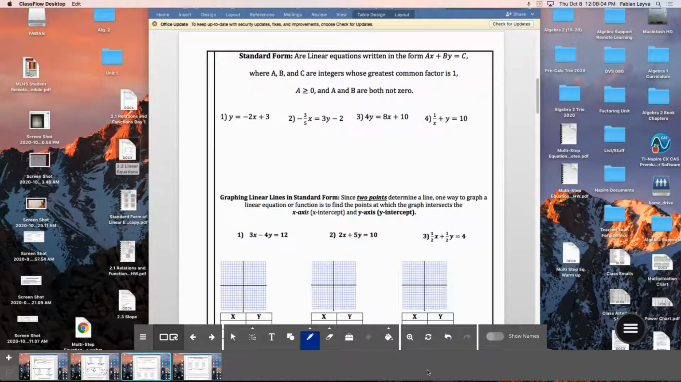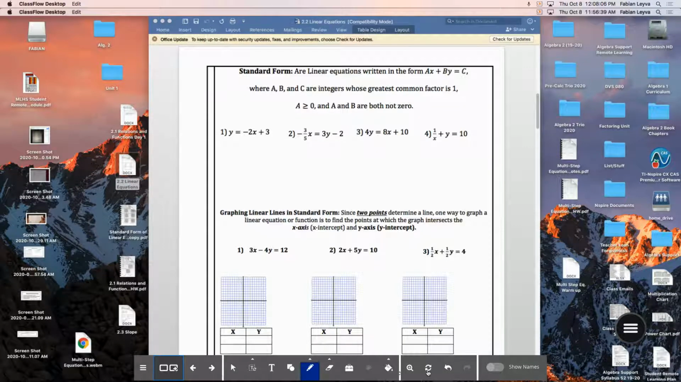So this whole section, what we're doing is we're going to start graphing linear equations. And there are several strategies on figuring out how to graph linear equations. The very first one we're going to be learning is standard form. Now, standard form are linear equations that are written in the form ax plus by is equal to c.